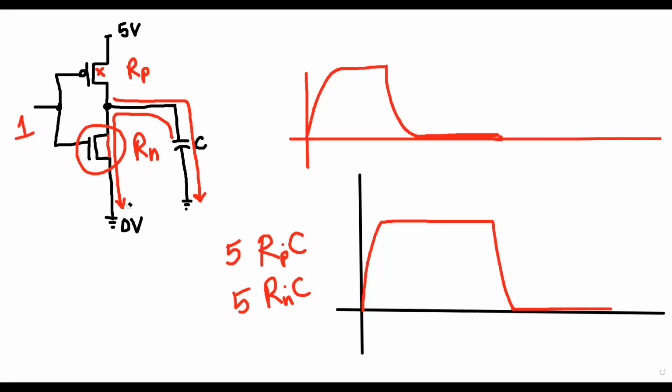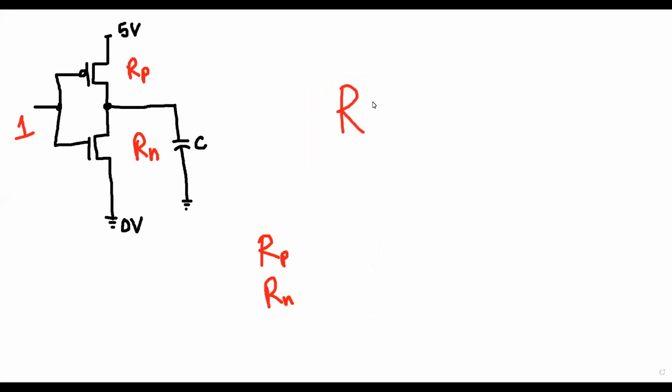So we have to make them equal. How can we make them equal? Here, the 5 is constant because it is common for both of them. It is common for charging, it is common for discharging. So C is not our issue. Our issue is the value of the resistance of the PMOS and the resistance of the NMOS, or of any metal.